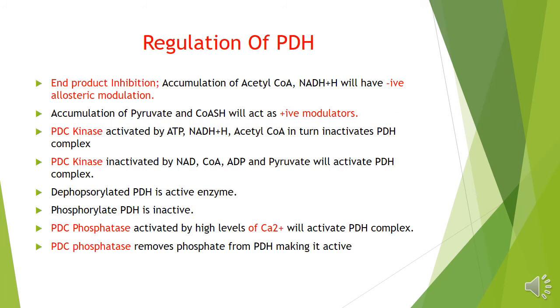It has end product inhibition. I have already mentioned which can act as a positive modulator and which can act as a negative modulator. And we have also seen that there are 2 units, PDC kinase, which will be in an activated form or an inactivated form, that will in turn result in the regulation of PDH. And then we have also seen one more enzyme called PDC phosphatase, which can be activated by high levels of calcium. As a result, it will remove the phosphate and will make PDH active.